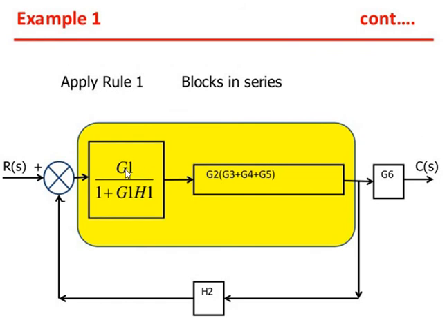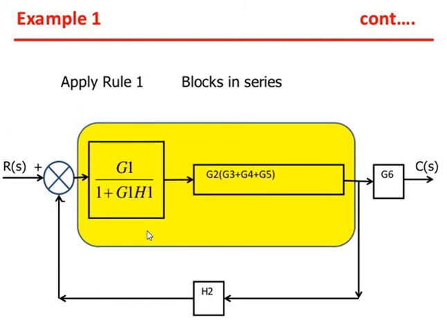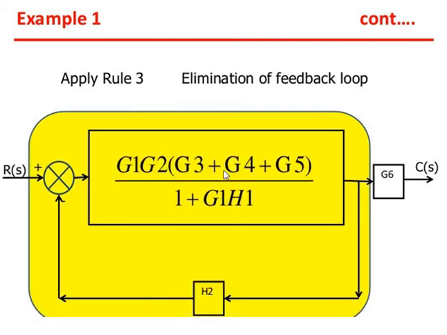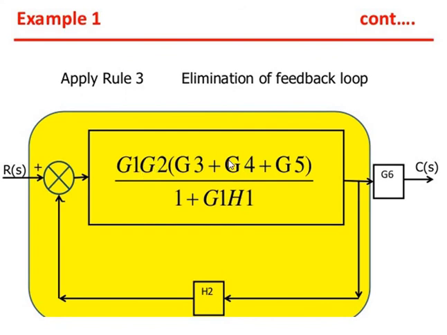So G1 upon 1, here is minus, so plus G1 H1. G1 upon 1 plus G1 H1. Now these two blocks are connected in series, so apply rule 1 for these series combinations. If you apply this, the multiplication is G1 into G2 in the bracket G3 plus G4 plus G5 divided by 1 plus G1 H1. Multiplication of the two gains and divide by 1 plus G1 H1.